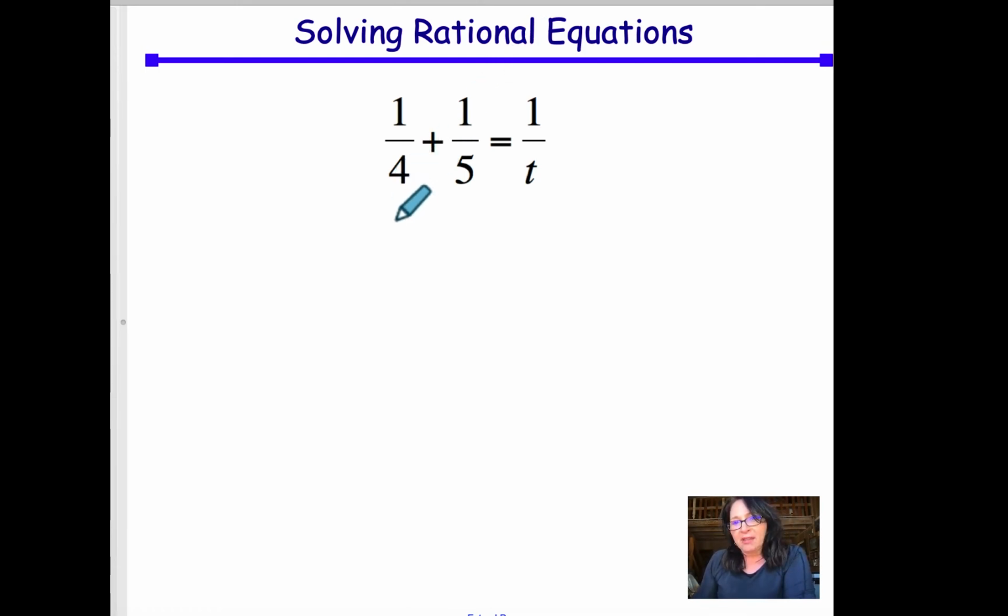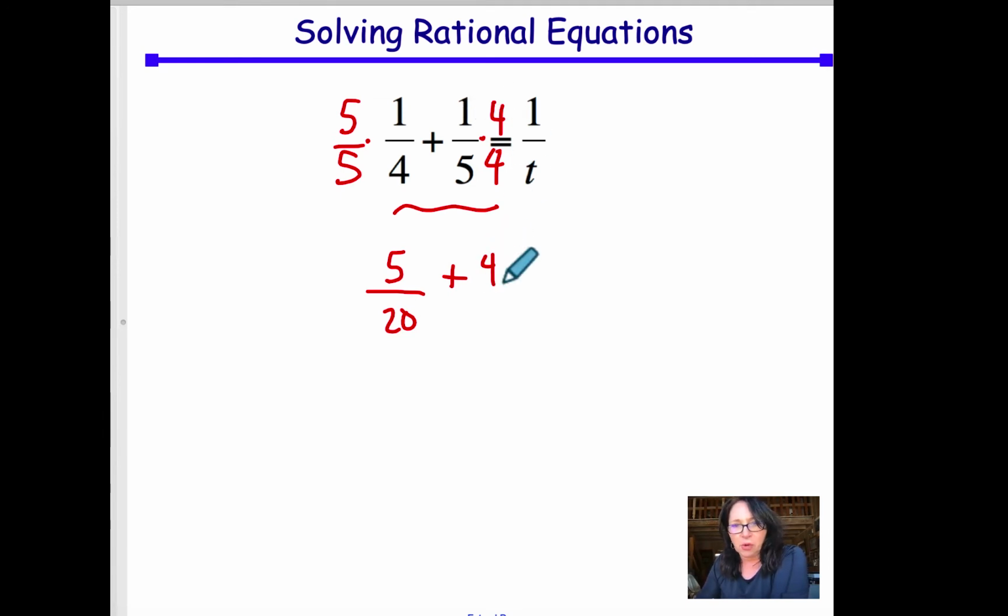If I wanted to combine these two terms right here, they're both fractions. They have different denominators. I'm going to multiply this side by 5 over 5 because I'm not going to change the equation. And by multiplying by 1, you're not changing the equation. I'm going to multiply this term by 4 over 4. And in doing that, I'm going to end up getting 5 times 1, which is 5 over 20, plus 1 times 4, which is 4 over 20. And so that's going to be 9 over 20. And so that equals 1 over t.